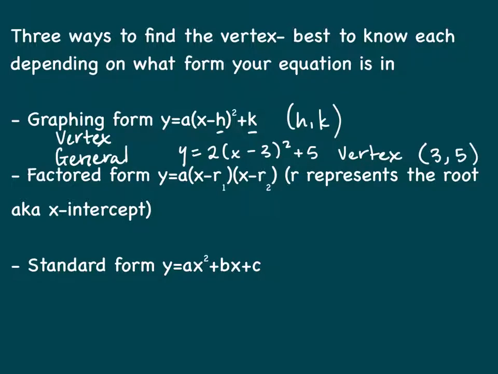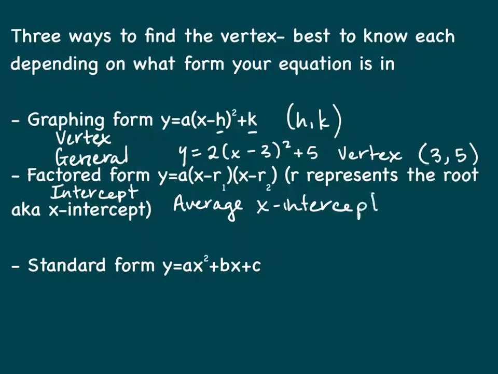In factored form, whatever our a value is, this is also called intercept form. When we have that a factored out there, we have our root 1, which is the x-intercept, and our root 2. So x minus the root times x minus the root. So what we do in that case is to average the x-intercepts, and we'll talk about that a bit more in a moment.